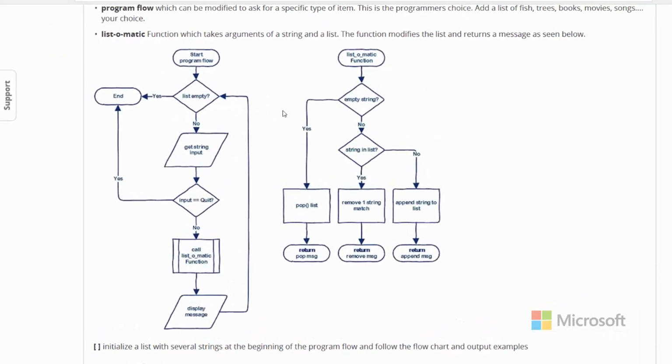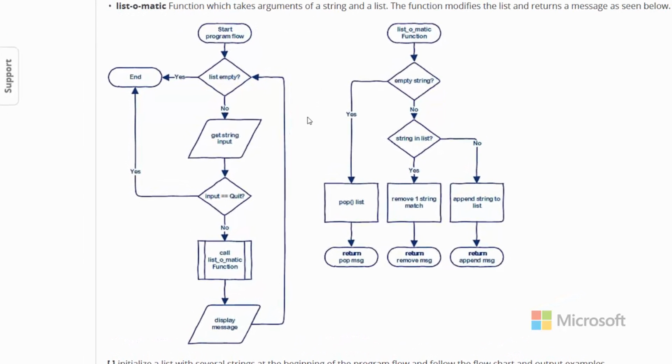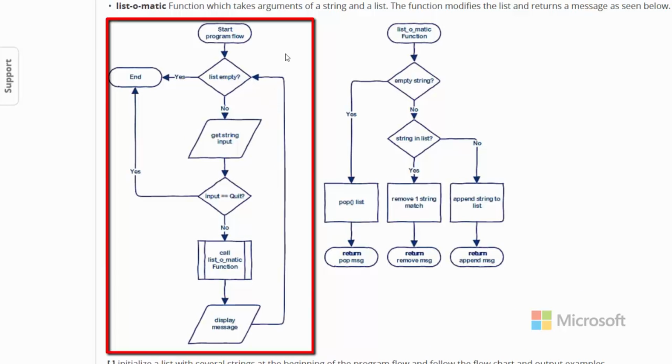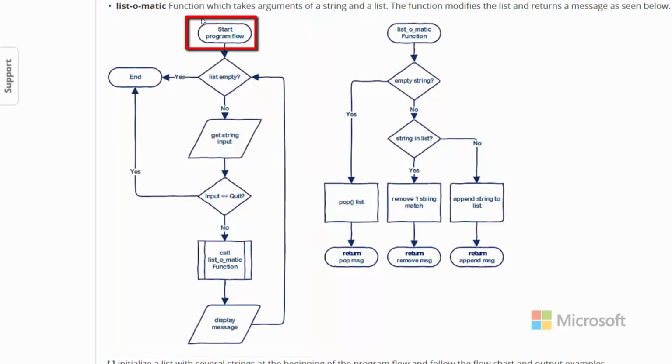Back to the edX page, looking at the flowchart, we can see there's the main body of the program. It starts at the top here. It says, is a list empty? So somehow we're starting with a list, and so we're going to have to pass a list and then check if that list is empty or not. And if it's empty, then the program's done and we exit, the same as if we write quit for input.